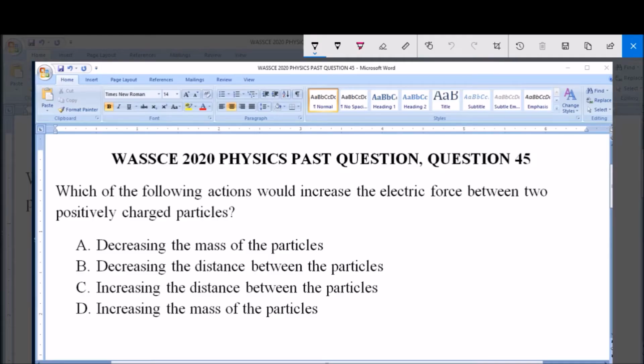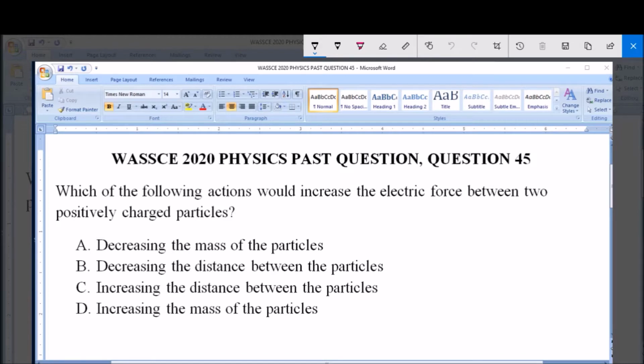I will be answering WASSCE 2020 Physics Past Question, question 45. Which of the following actions would increase the electric force between two positively charged particles? A. Decreasing the mass of the particles. B. Decreasing the distance between the particles. C. Increasing the distance between the particles. And D. Increasing the mass of the particles.